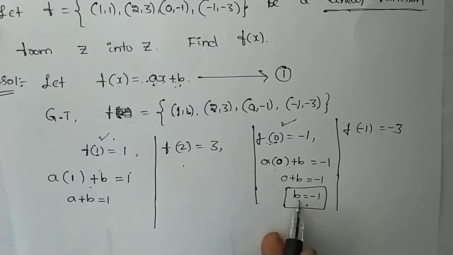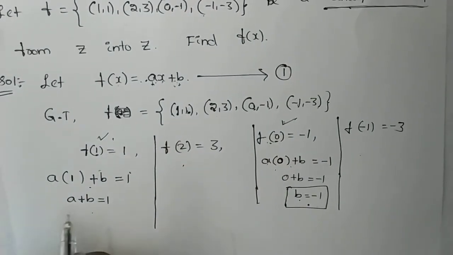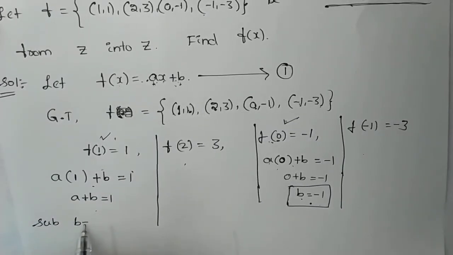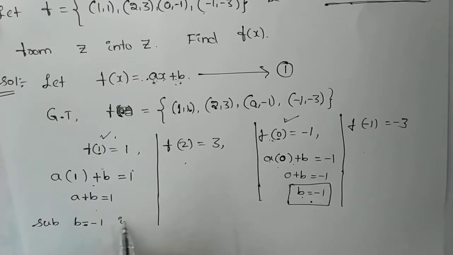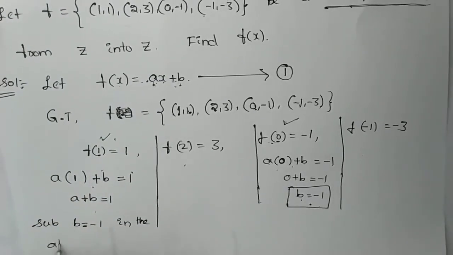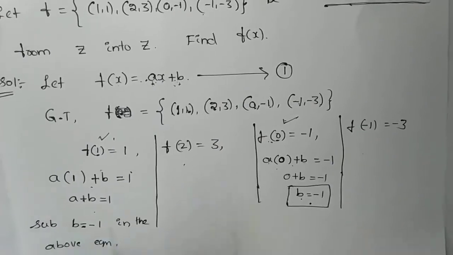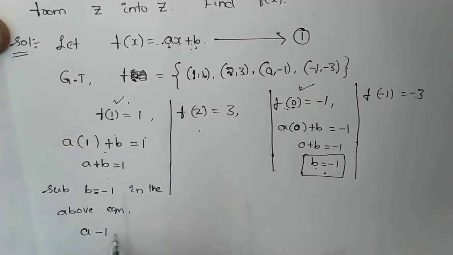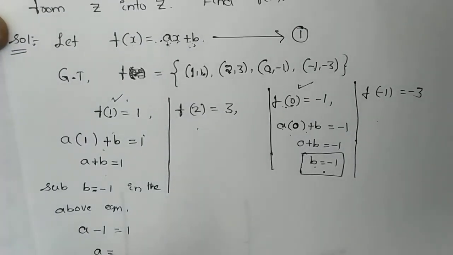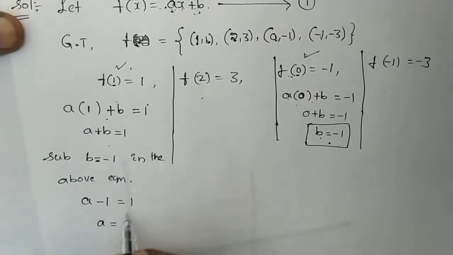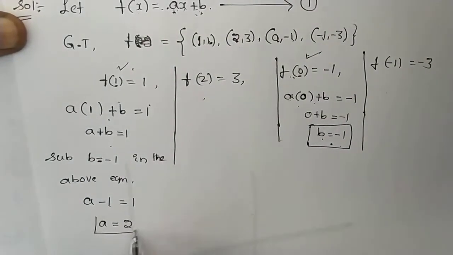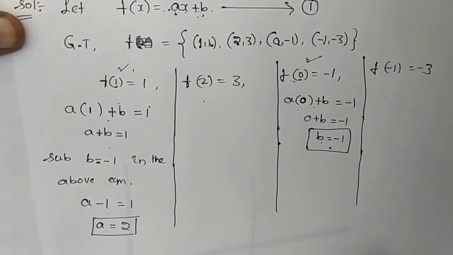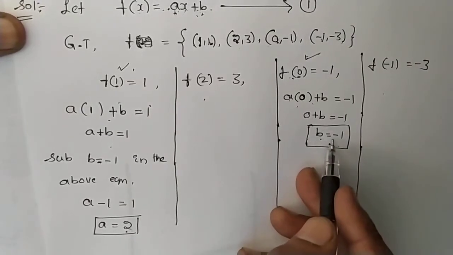You substitute b equals minus 1 in the above equation, and we will get the value of a. Then a plus b, b is minus 1, so a minus 1 equals 1. Therefore a equals, if we send minus 1 to the right, 1 plus 1. A equals plus 2. Right? Therefore a equals plus 2, b equals minus 1.